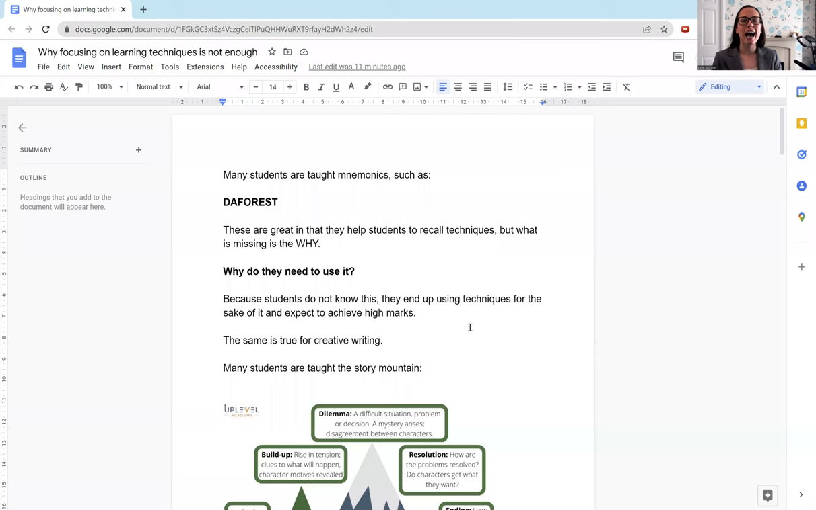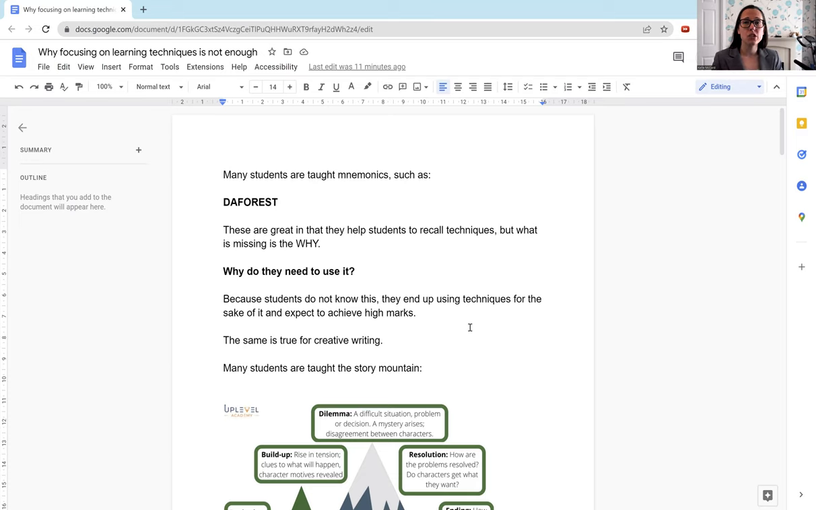So let me share my screen with you all. We're going to start by looking at what students are currently taught, because it's always good to start off where we are at and assess where we are. The reason being is that only by knowing where we are can we start to think about what's working, what's not working, so that we're able to move forward accordingly.